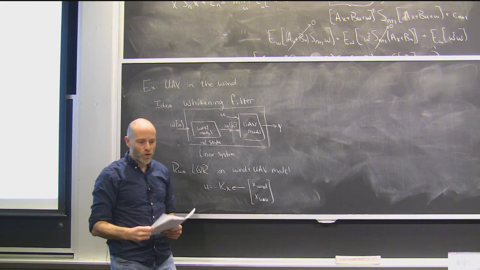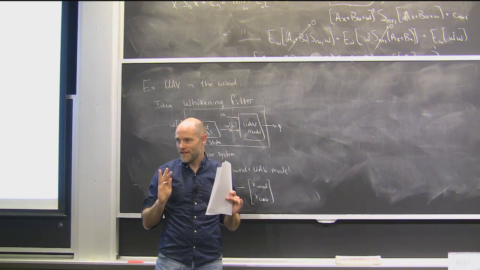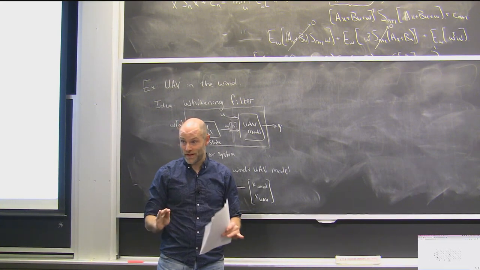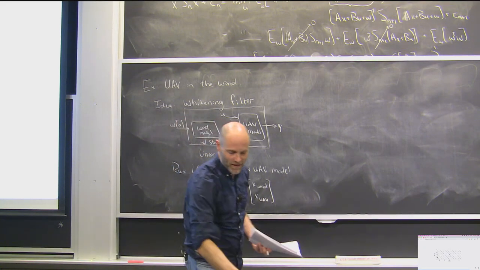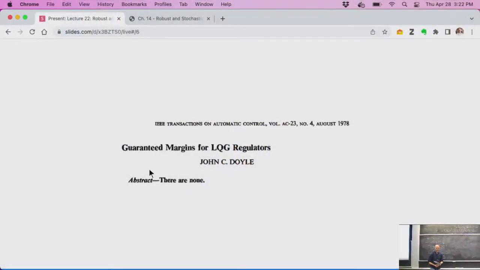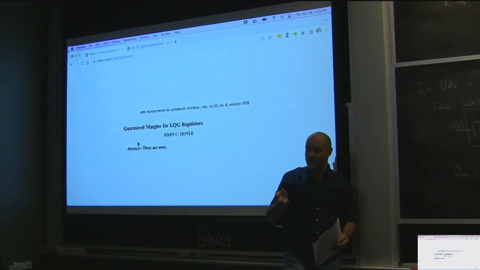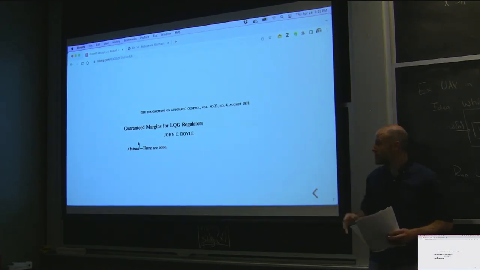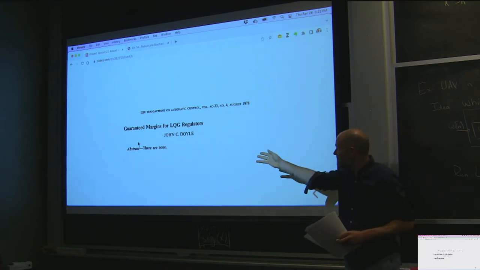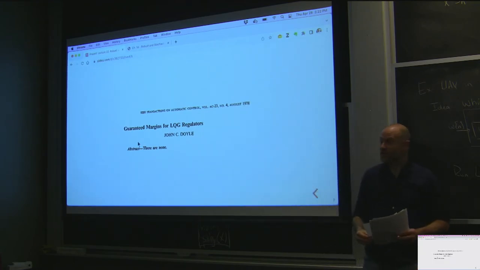And I don't want to give the impression that LQR solves everything, right? It certainly doesn't. Famously, there's this great paper by John Doyle, where he asks what the margins are for LQR. Are there any guarantees you can get in a robustness sense for LQR, LQG type controllers? And he wrote this in the Transactions. He's got this beautiful thing, maybe the shortest abstract I've ever seen, of three words.